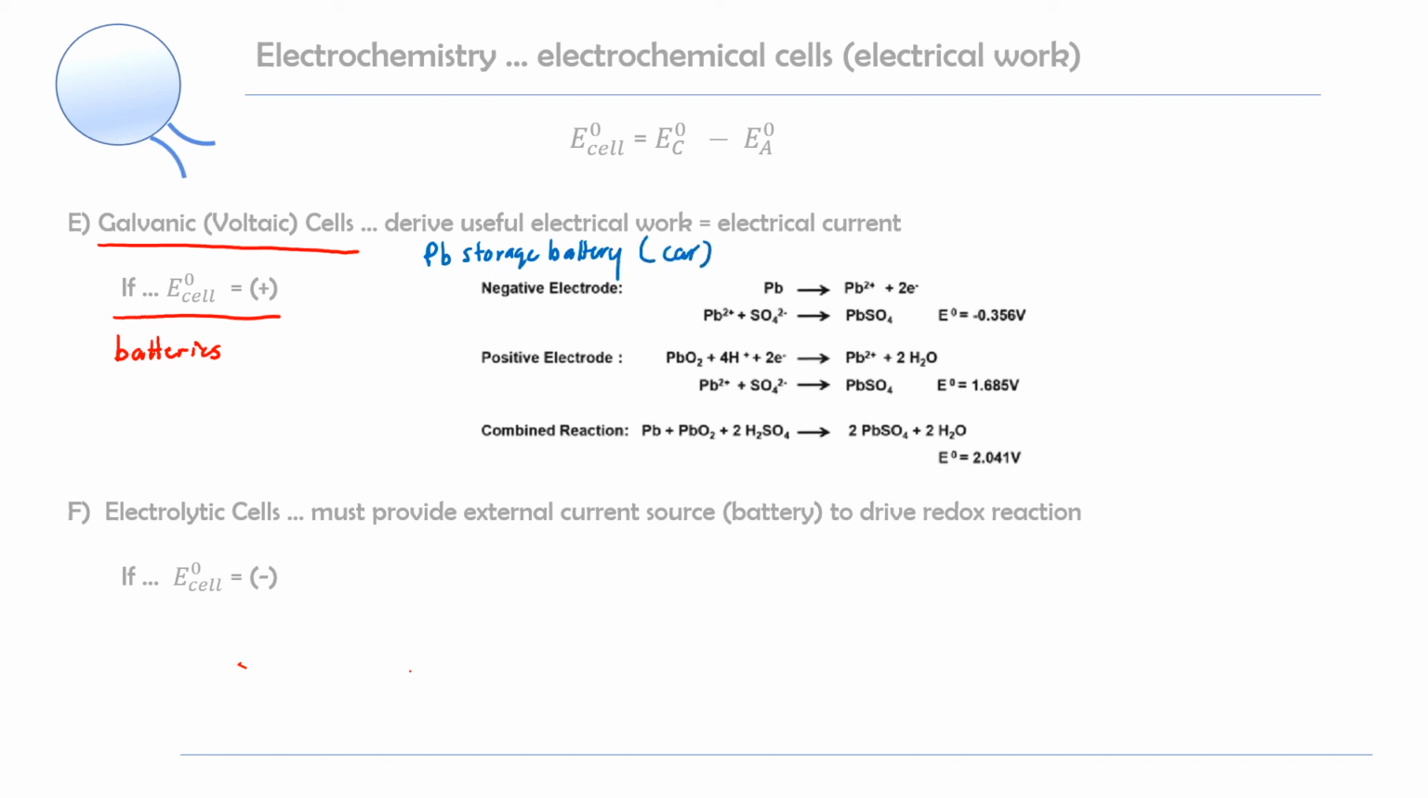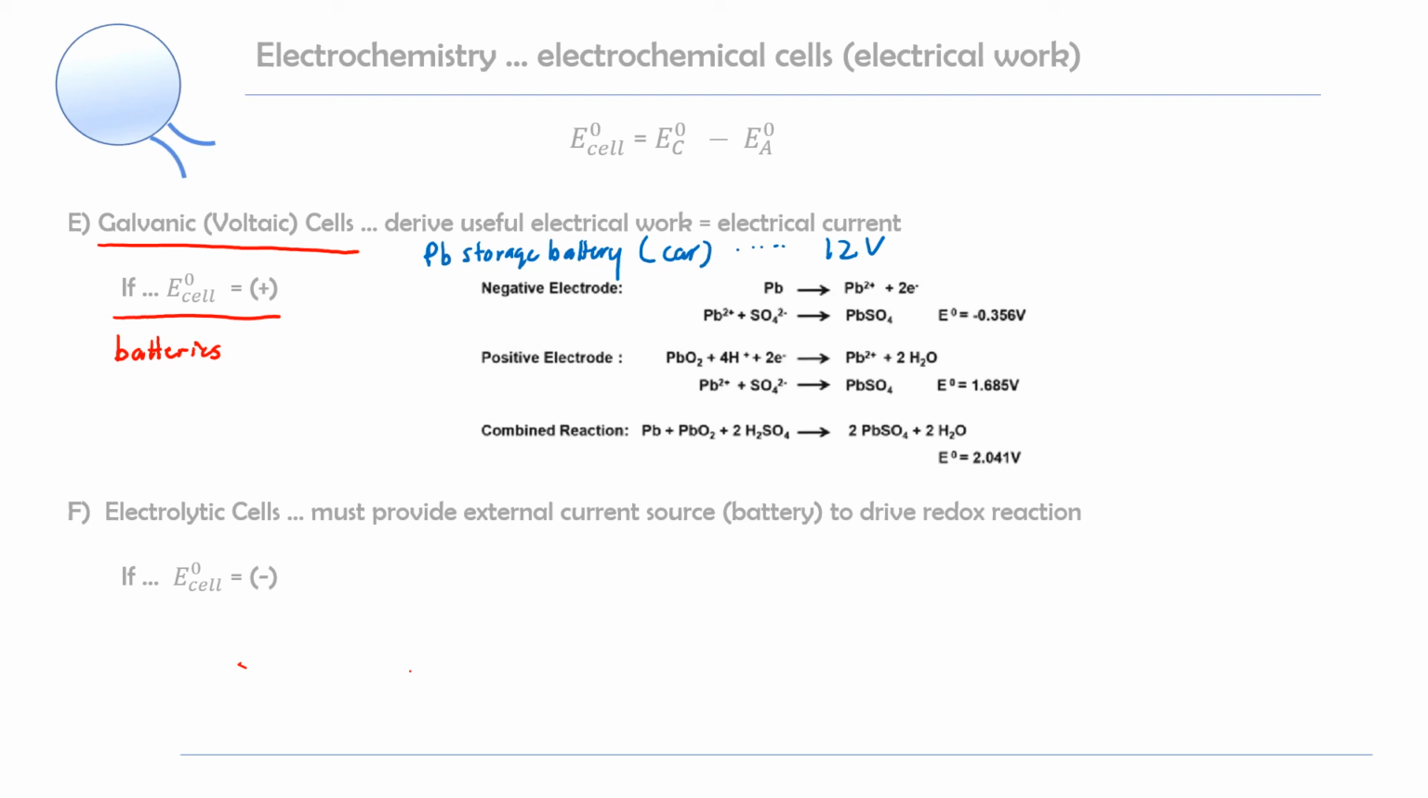Okay, and where do you find a lead storage battery? Oh, that would be in your car. Okay, so typically, you go to buy a battery for your car. These are 12-volt batteries. So what is actually happening in those components?